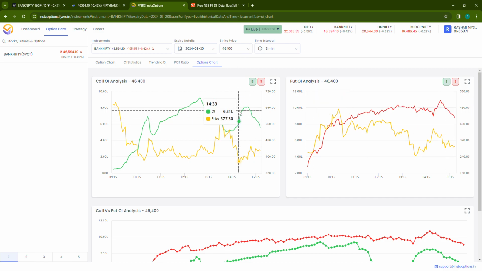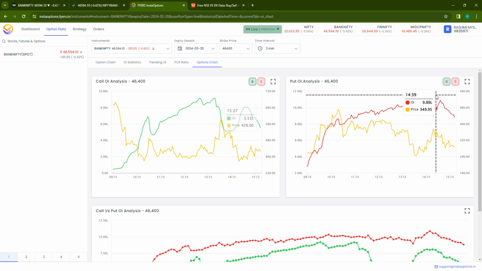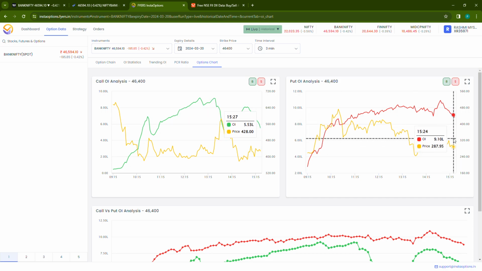Then if you see the option chain, this is 46,400 by the end of the day. This is the call option price and call option OI, and this is the put option price and put option OI. After this point, both call and put OI have reduced, but the call OI has reduced a bit more when compared to put.